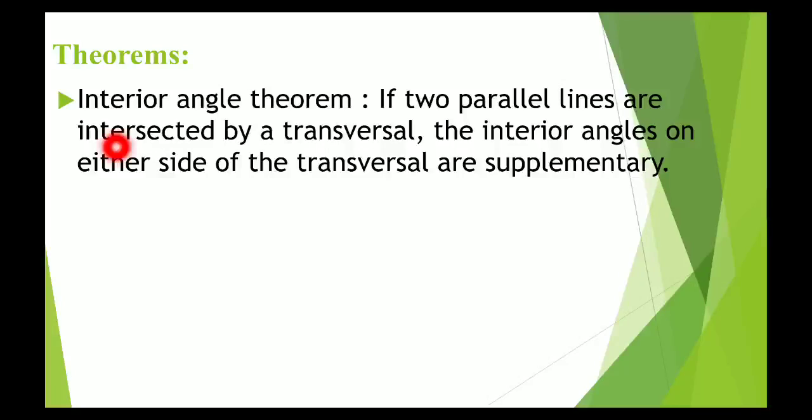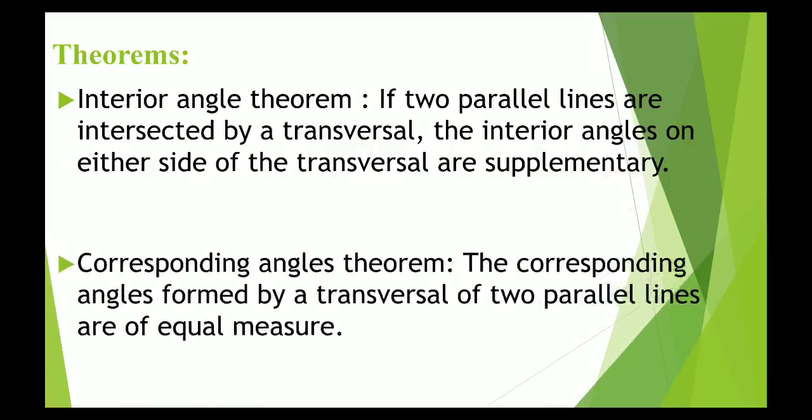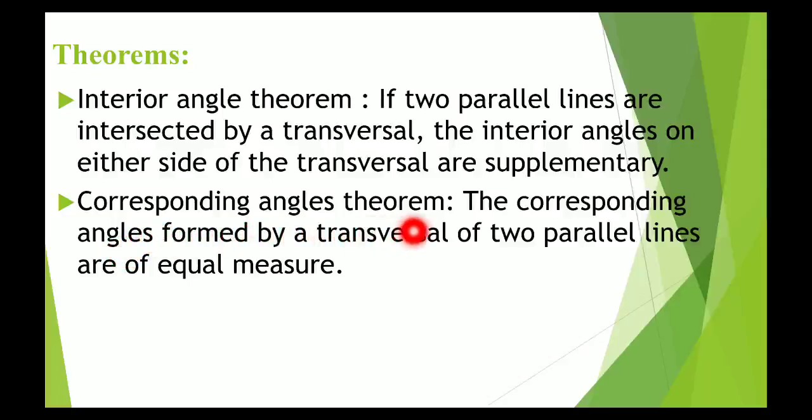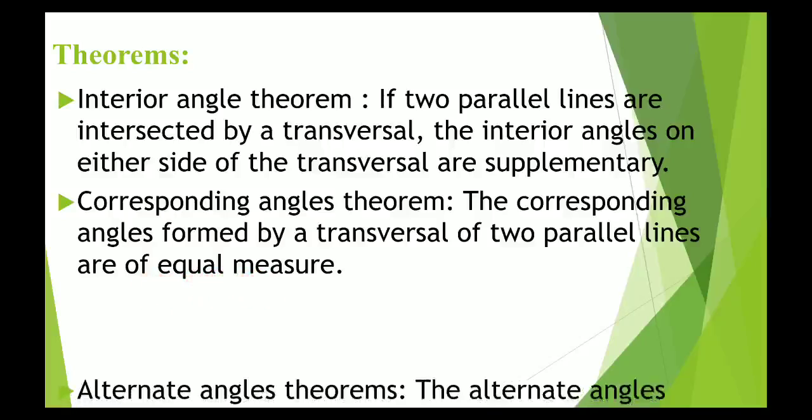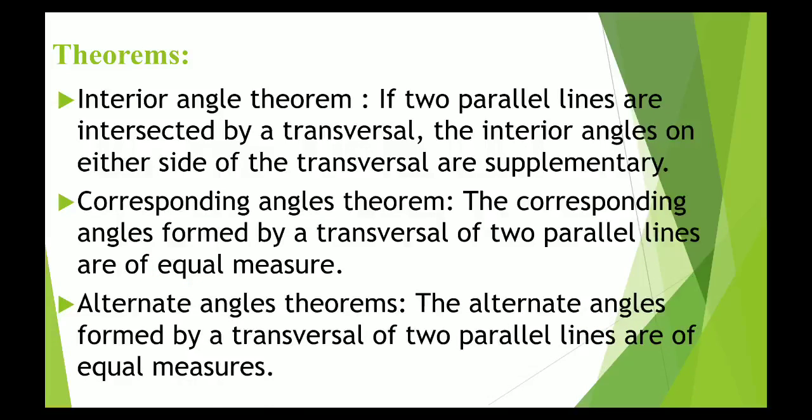Theorems. Interior angle theorem: if two parallel lines are intersected by a transversal, the interior angles on either side of the transversal are supplementary. Corresponding angles theorem: the corresponding angles formed by a transversal of two parallel lines are of equal measure. Alternate angle theorem: the alternate angles formed by a transversal of two parallel lines are of equal measure.